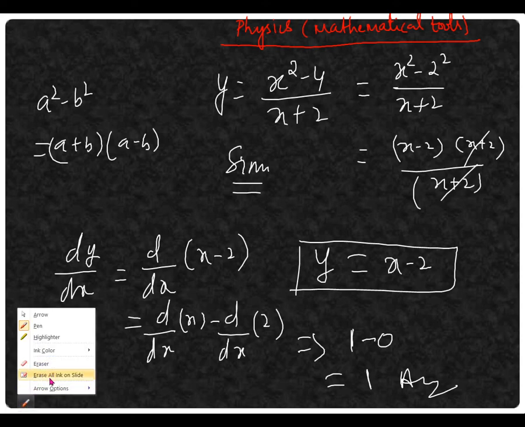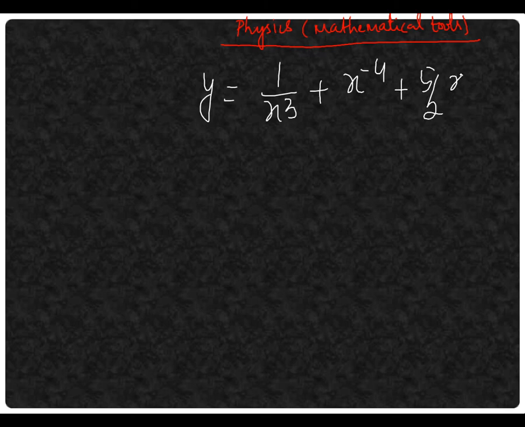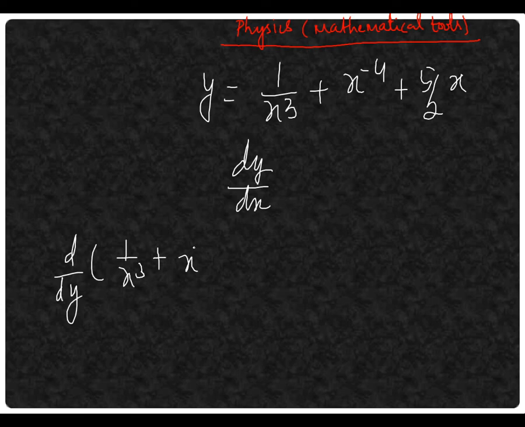Now here we will see another example also. Let y be equal to 1 upon x to the power 3 plus x to the power minus 4 plus 5 by 2x. Now we want to find the dy by dx of this term. The formula is the same for all these algebraic expressions. So what is the dy by dx of 1 upon x cube plus x to the power minus 4 plus 5 by 2x?